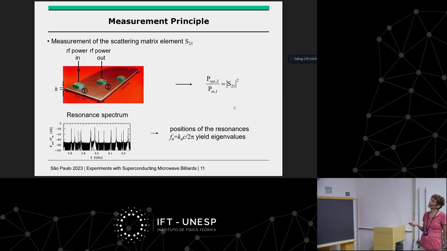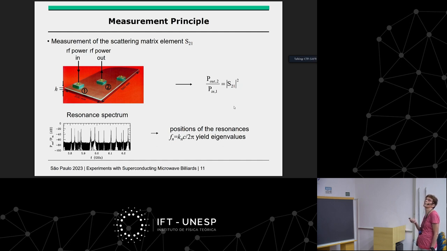To obtain the eigenvalues, one needs to measure resonance spectra. One sends microwaves into the cavity at some antenna and receives them at the same or another one. By this, you can measure the scattering matrix, which goes from antenna 1 to antenna 2. In between, the microwaves scatter around inside, and at some point they go out. The S21 absolute value squared is just given by the microwave power coupled out to the microwave power coupled in.